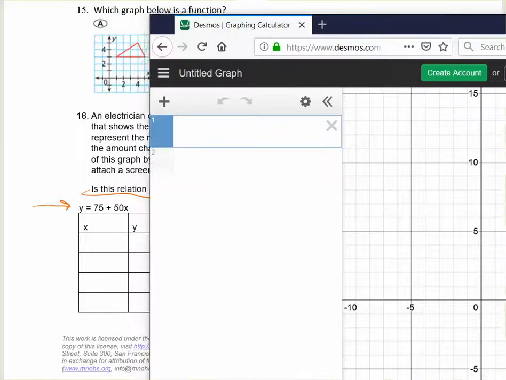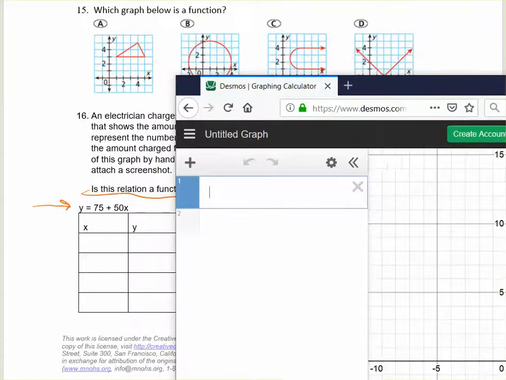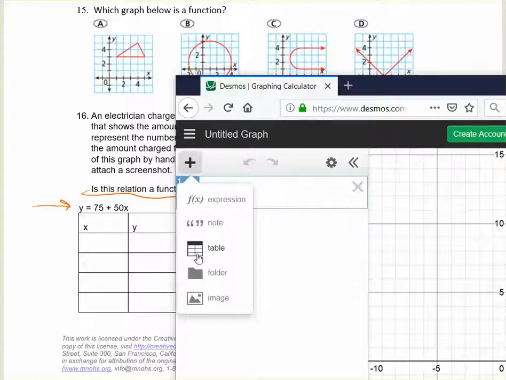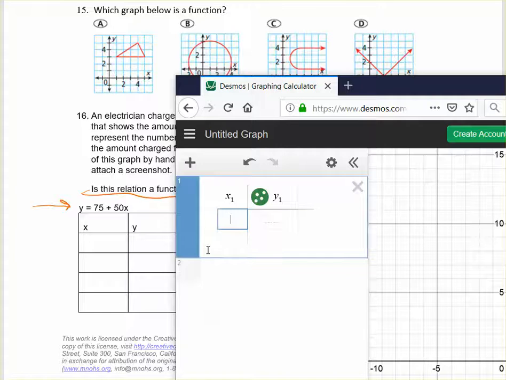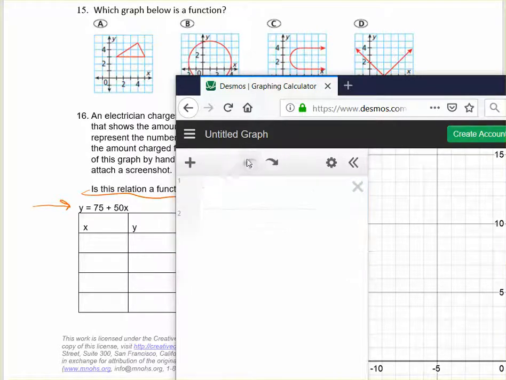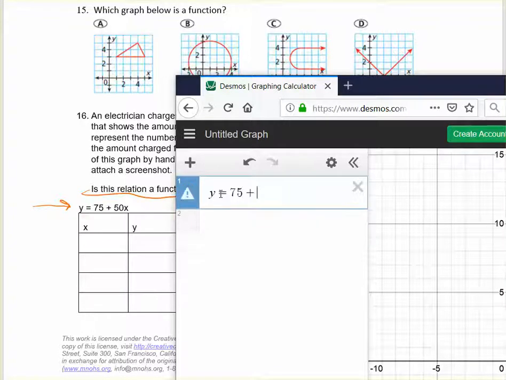So here's Desmos. I have it open. So you can make a table in Desmos so that it would look just like this table by clicking on the plus sign and going to table. Let me show you something else. I'm going to go back here. You can write the equation in here too. Y equals 75 plus 50x.